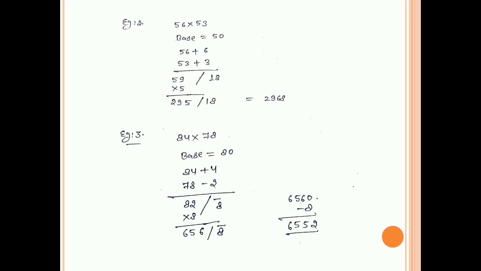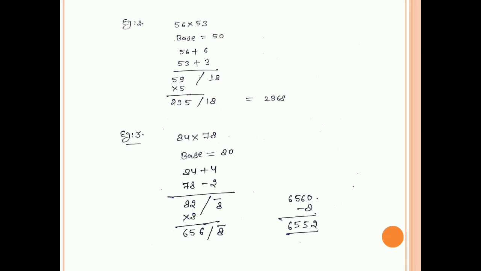Let's see another example, 84 multiplied by 78. In this we will choose base as 80. So we write 84 plus 4, 78 minus 2. 4 into minus 2 we get minus 8, so it will be written as 8 bar. And the other number will be 84 minus 2, which is 82. Since it is 8 times of 10, we will multiply it by 8. So 8 into 82 we get 656.